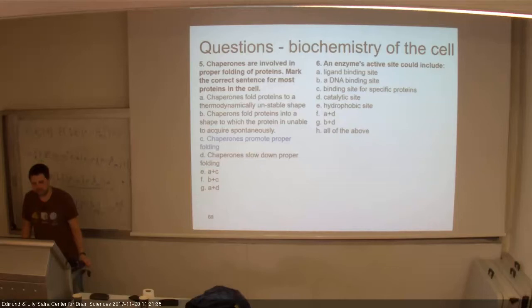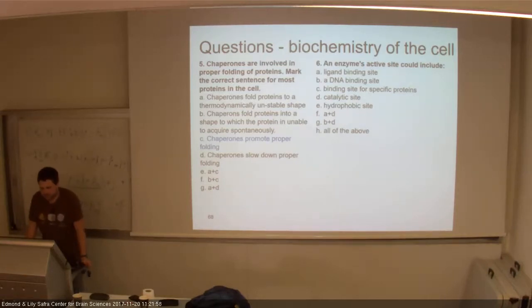Okay, so an enzyme active site could include a ligand binding site, a DNA binding site. We actually didn't talk about that, but it could. A binding site for specific proteins, a catalytic site, a hydrophobic site.